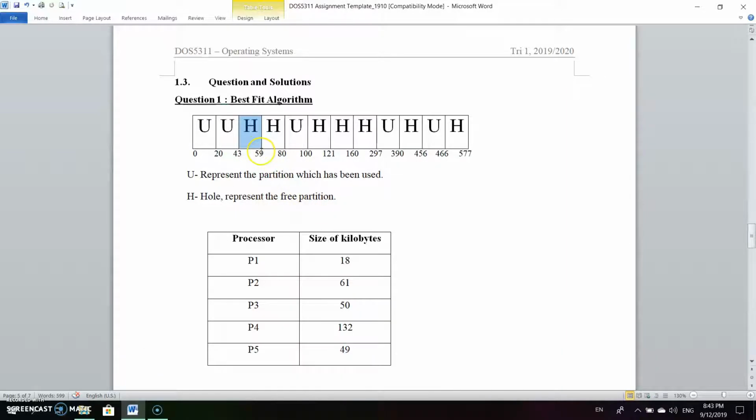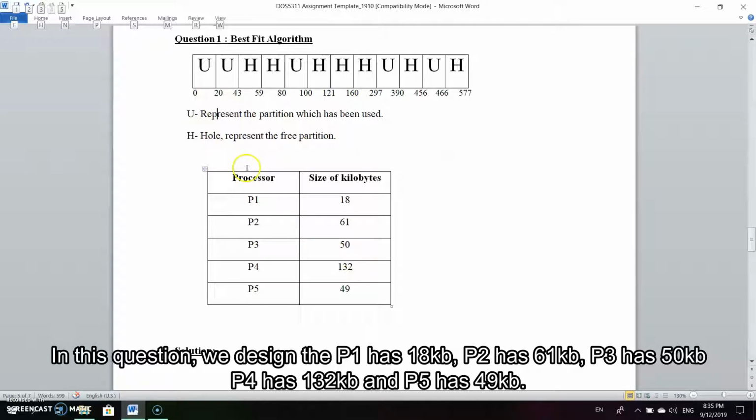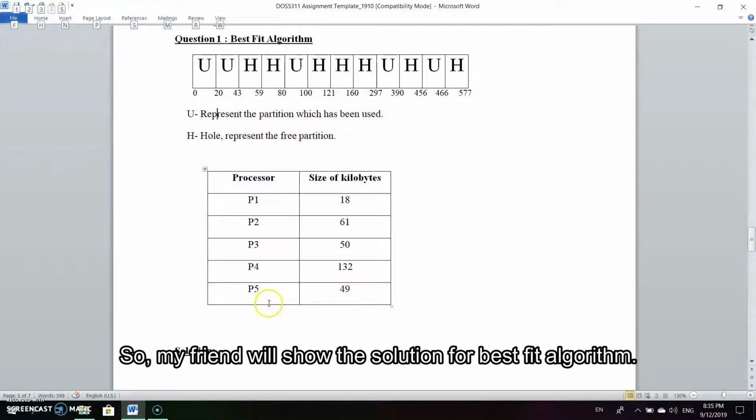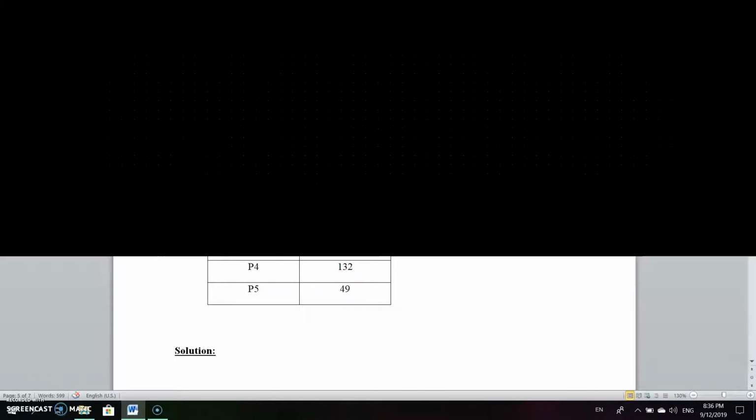be executed. In this question, we design processor 1 which has 18 kilobytes, processor 2 has 61 kilobytes, processor 3 has 50 kilobytes, processor 4 has 132 kilobytes, and processor 5 has 49 kilobytes. So my friend will show the solution for best fit algorithm.